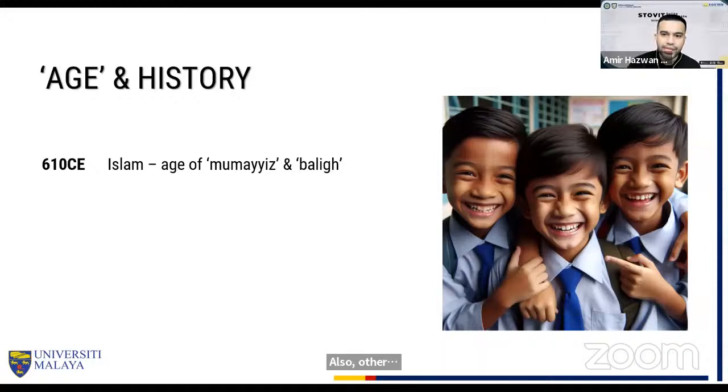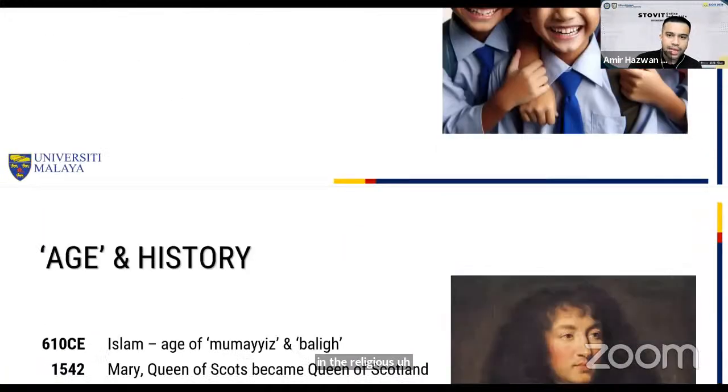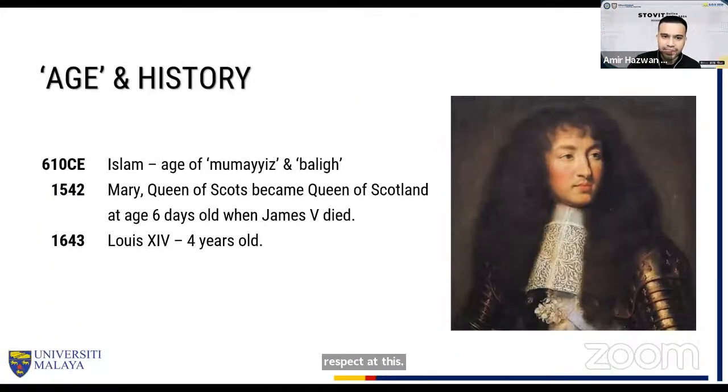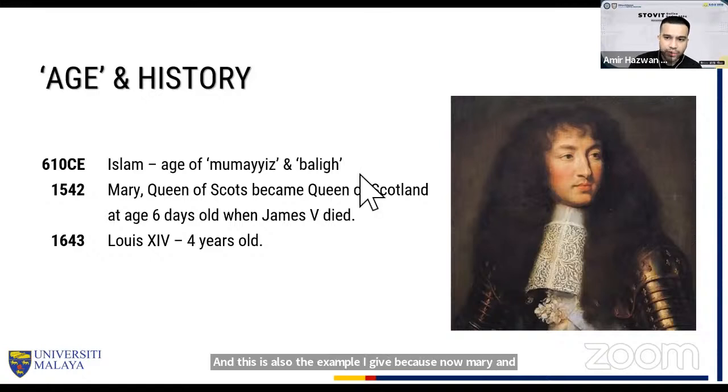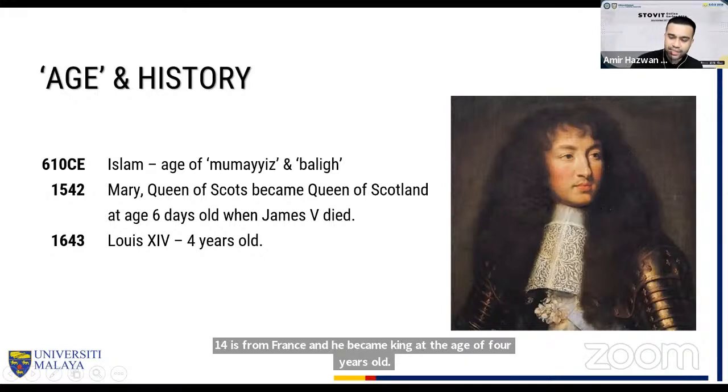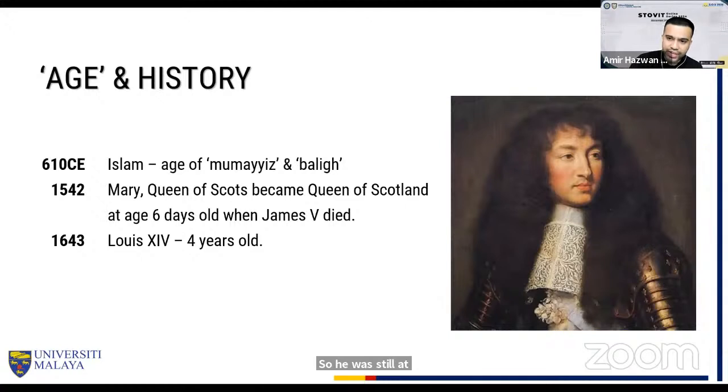Instances, examples of age in the past, other types of age. In Islam, you have the age of mumayyiz and bali. Mumayyiz is when you are old enough to differentiate between right and wrong. Bali is when you become responsible for your own actions in the religious aspect. And then this is the example I gave just now: Louis XIV from France became king at the age of 4 years old. He is the longest reigning monarch.